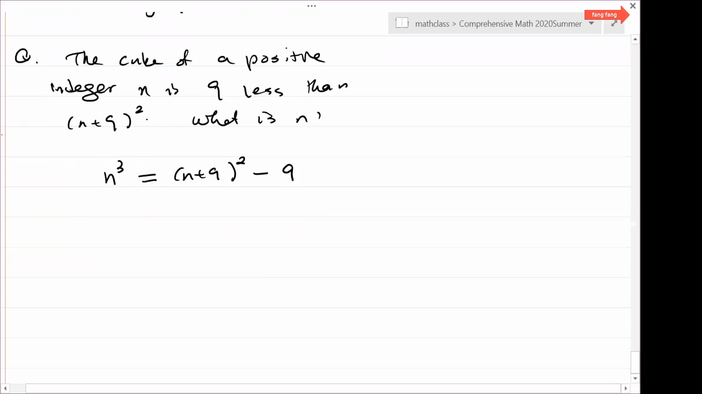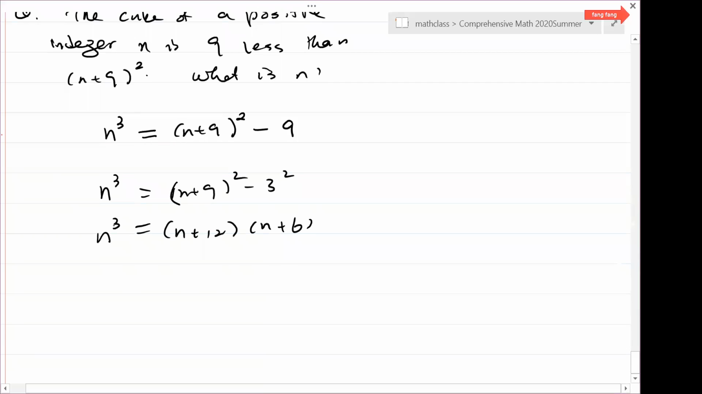If you guess and try, maybe you will not get all the solutions. So let's modify it a little bit, because 9 is 3 squared. I can express it in this form: n plus 9 plus 3 is 12, and 9 minus 3 is going to be 6. So we are looking for the integer set from this equation.